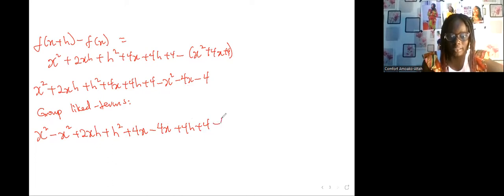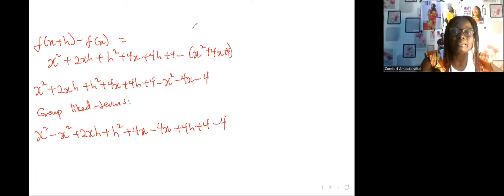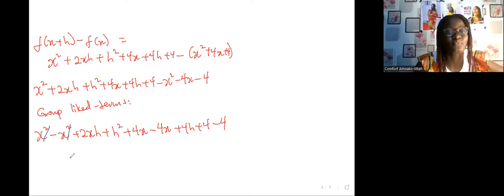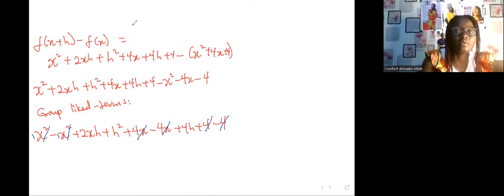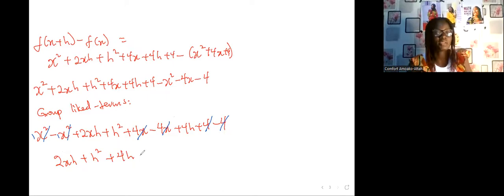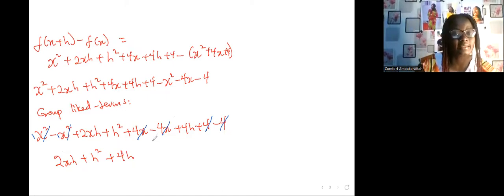Do you have another one? Yes, plus 4. So it means that this s squared will cancel this s squared. And I believe we know why. It means that we have 1 here, we have 1 here. Positive 1 minus 1 is what? 0. So they will go up. Then coming to this one, this and this will also cancel out. And this will also go up. So we are going to have 2xh plus h squared plus 4h. All right. And so that is the second step.